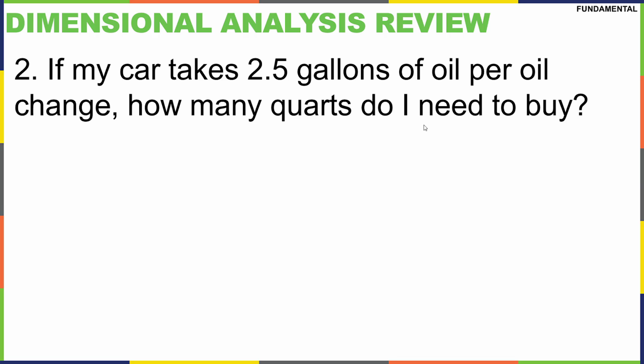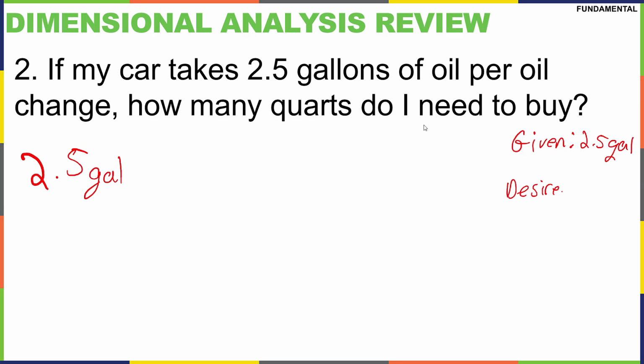What's the only piece of information you're given in this entire problem? Well, it's 2.5 gallons. So let's rewrite it. The only piece of information that you're given is 2.5 gallons. So this is your given unit. So given, 2.5 gallons. Your desired unit, it says quarts. So we know what we got to do.